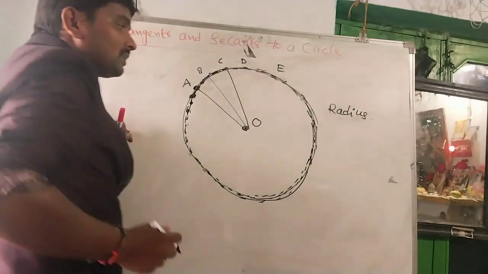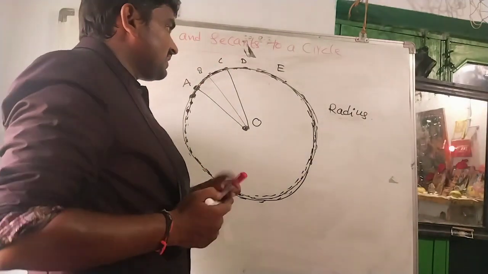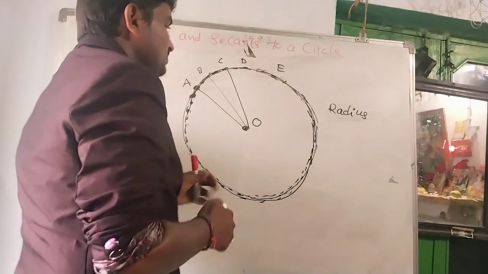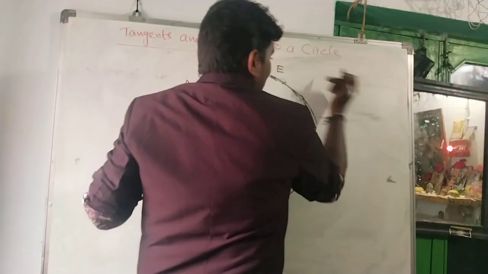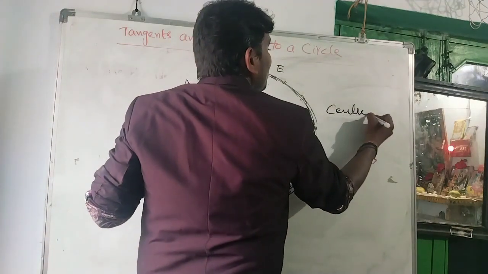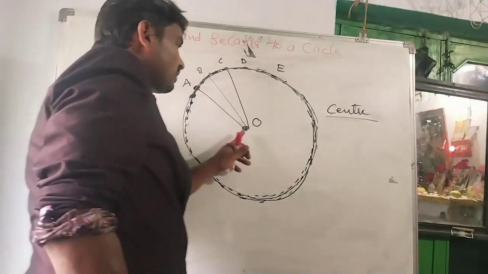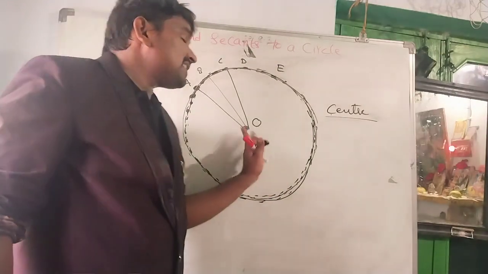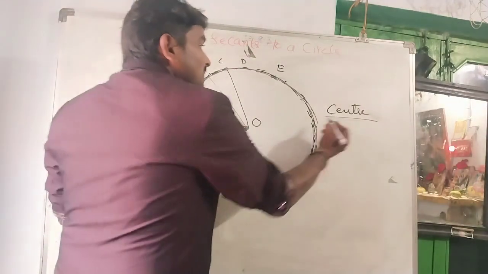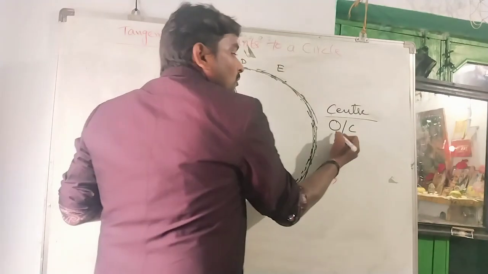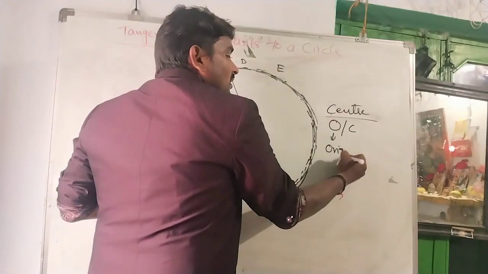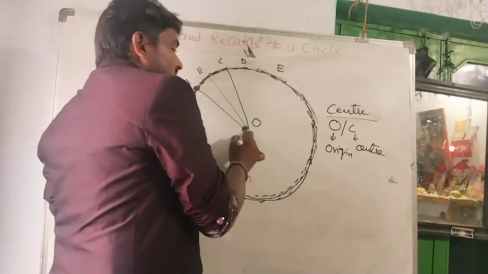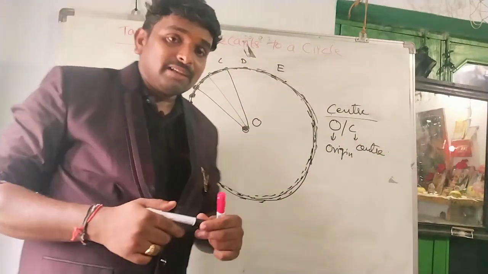What is the definition of the fixed point of a circle? In a circle, the fixed point is called, sorry, I'm extremely sorry, the fixed point is called center. Center will be denoted by O or C. O means origin, C for center. You can denote the center of a circle by O or C.